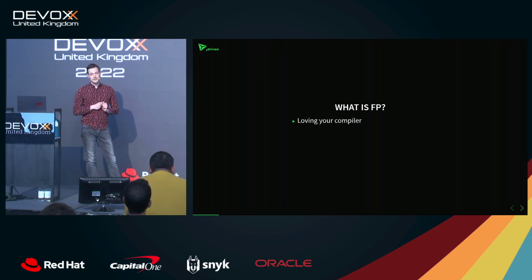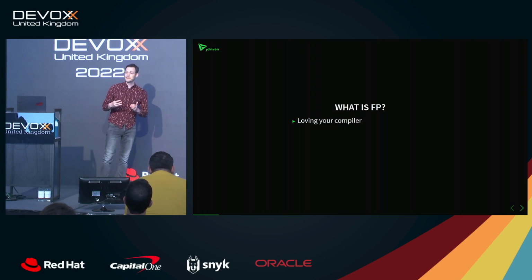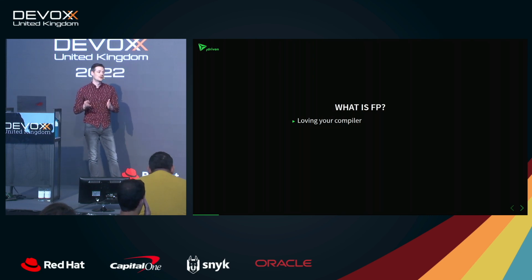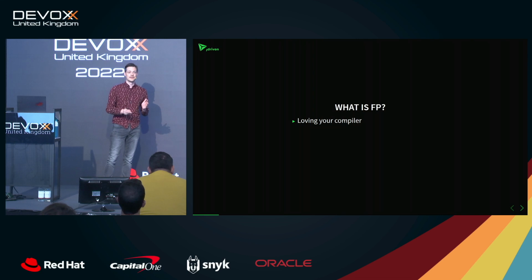It's about loving your compiler. Because within functional programming, we try to take as many runtime exceptions and turn them into compile time exceptions. So basically, we want to create a situation where if you're not doing things correctly, your code will just not compile, instead of getting a runtime error in production. Basically, the ultimate shift left in that sense.